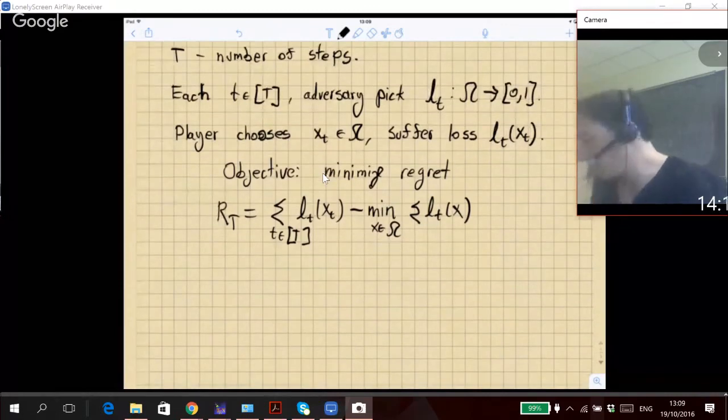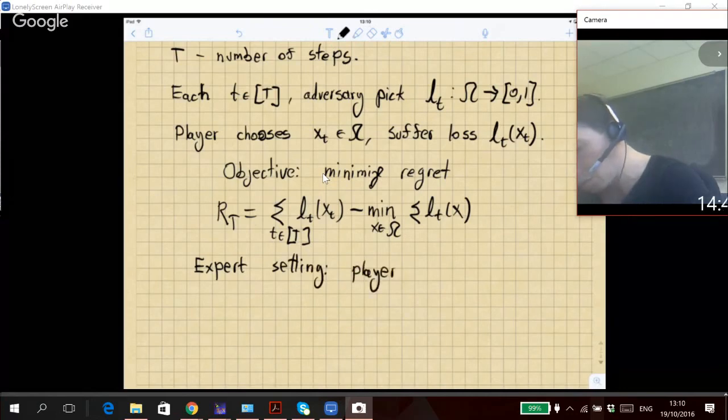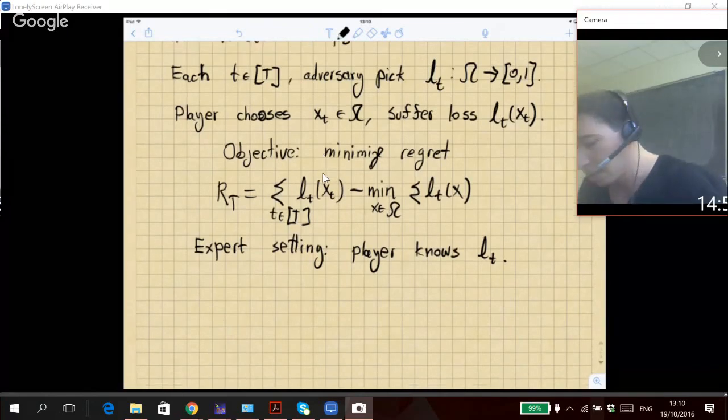And there is one more thing that we need to say. We need to say basically what the player knows. When the player picks the point x_t, it has to base this on some knowledge. And for this, we have basically two main settings. We have the so-called expert advice setting, in which the player basically knows all of the function l_t. So it picks a point, it suffers a loss, but then it learns what would have happened if it had picked any of the other points in the space.